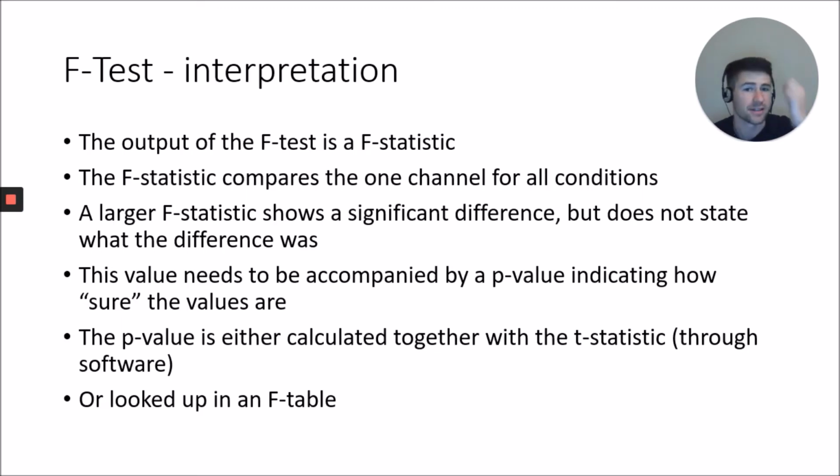The output you'll get is an F statistic. The difference between a T statistic and an F statistic: T stats can be negative. F stats are 0 and larger. It will tell you the larger the value, the more the difference, but it doesn't tell you what direction that difference is. Was left greater than right or right greater than left? It won't tell you that.